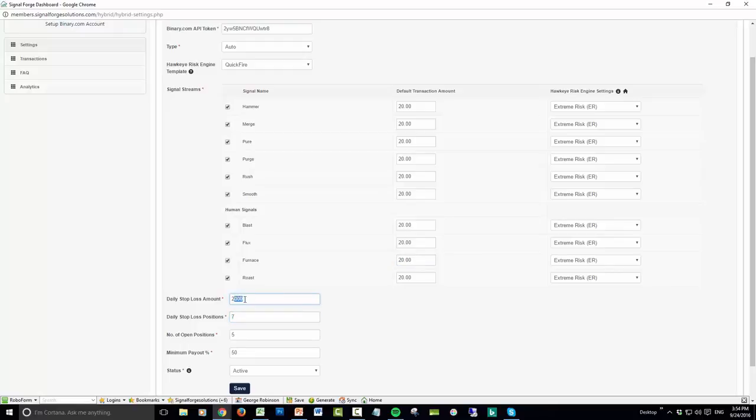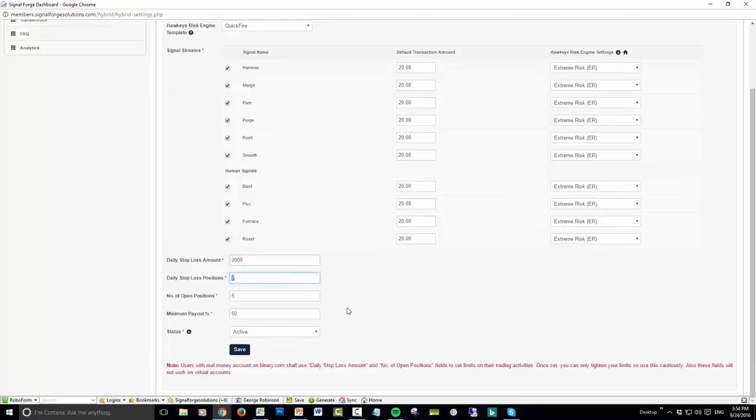So this setting here, daily stop loss amount, is overridden by this setting. The reason that we do it this way is because down the bottom here it says users with real money accounts shall use the daily stop loss amount and number of open position fields to set their limits on their trading activities. Once set, you can only tighten your limits, so use it cautiously.